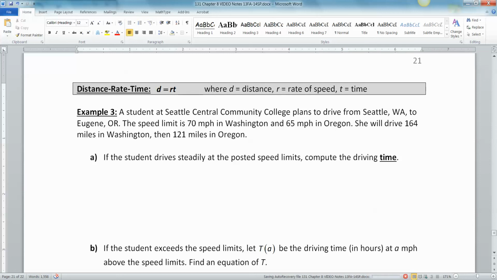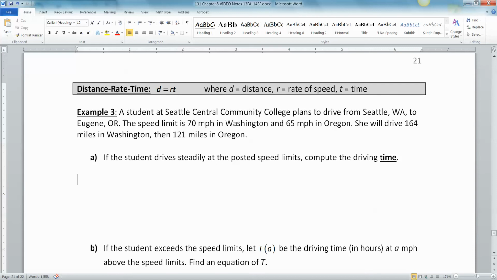Our third application for rational functions is distance, rate, and time. Now, somewhere along the road, you've learned that distance is equal to rate times time. Get it? Along the road? Yeah, that's good. All right, so distance, meaning how far you're traveling. Rate is your rate of speed. And time is how long you're traveling at that rate of speed, right?